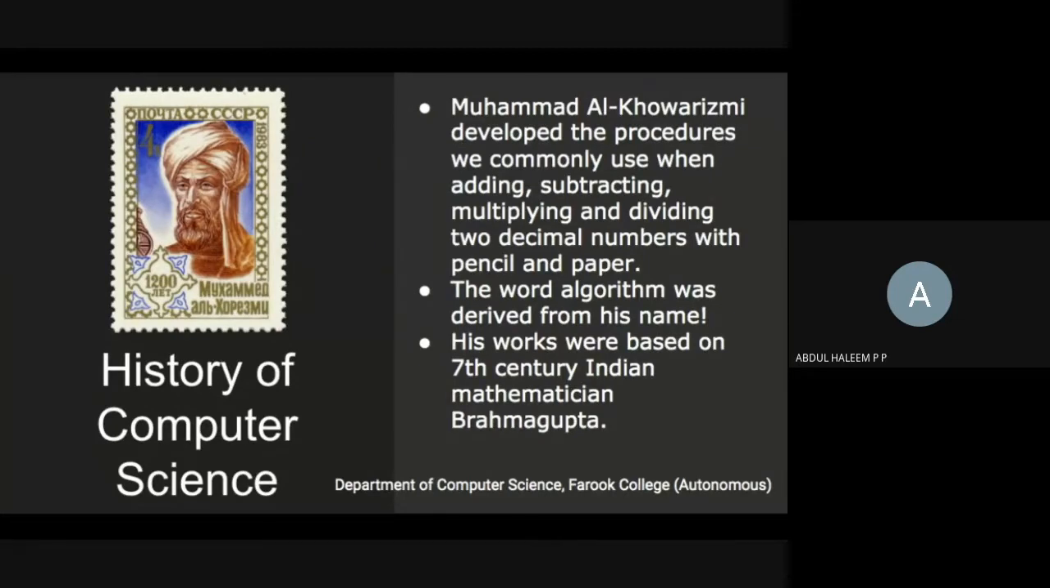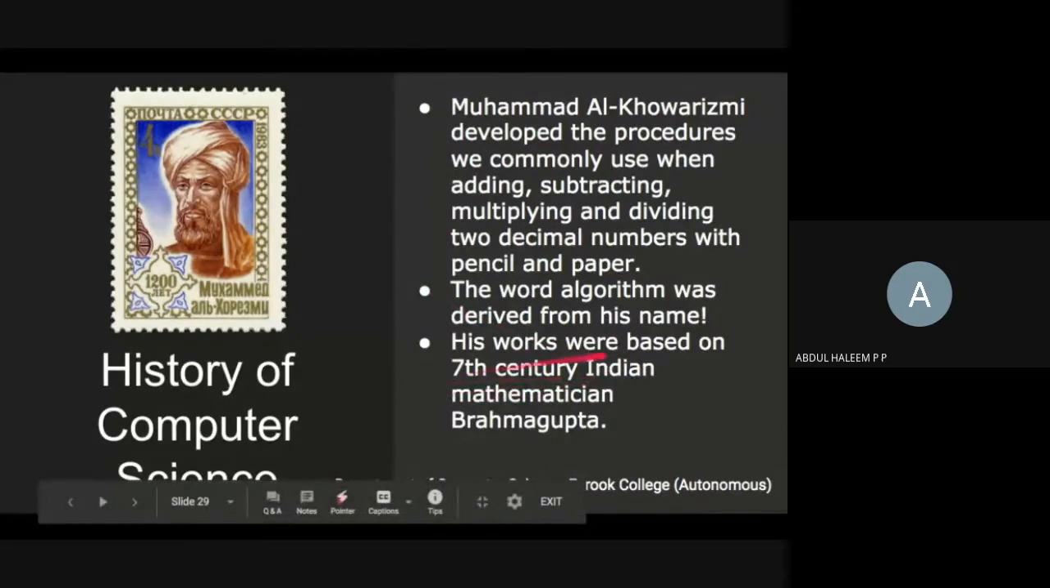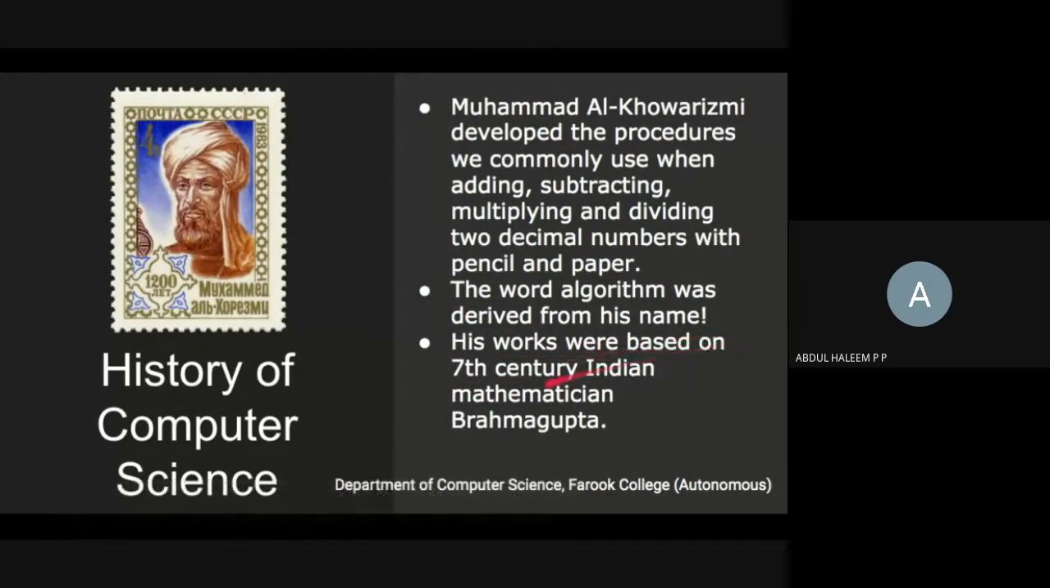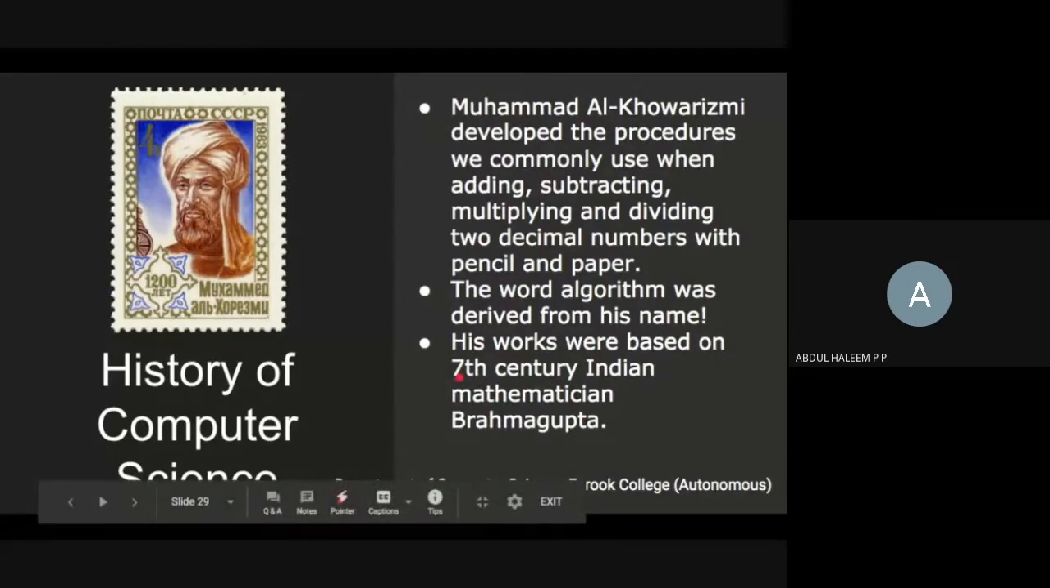Muhammad Al-Khwarizmi was the brain behind this algorithm. And the word algorithm itself is derived from Al-Khwarizmi's name, because Westerners were not good at pronouncing Al-Khwarizmi, so they made it algorithm. The term as such was derived from his name. And even his works were based on the 7th century Indian mathematician Brahmagupta.